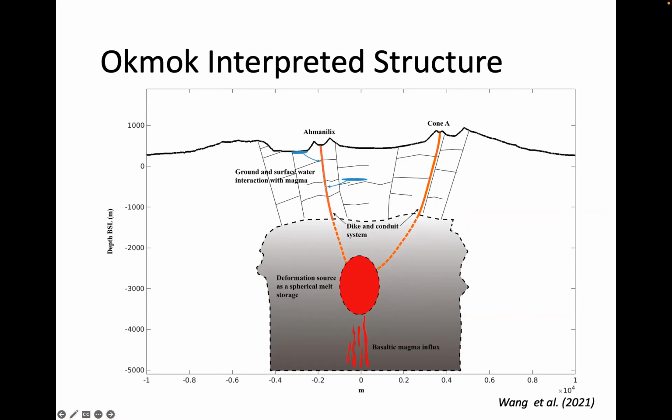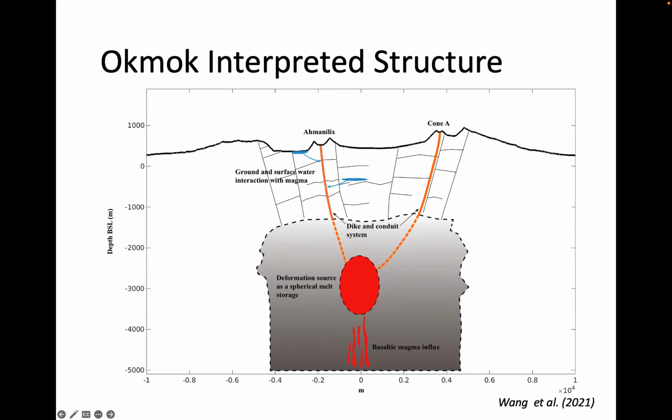What's below Okmok, this is an interpreted structure from Wang et al. 2021. Okmok has a magma body at very shallow depth. Estimates have ranged from about 2,000 to 3,000 meters below land surface, and the magma body seems to be located right under the center of the caldera. The 2008 eruption formed this new cone called Ahmanalik, which is a new pathway for magma, the one on the left.